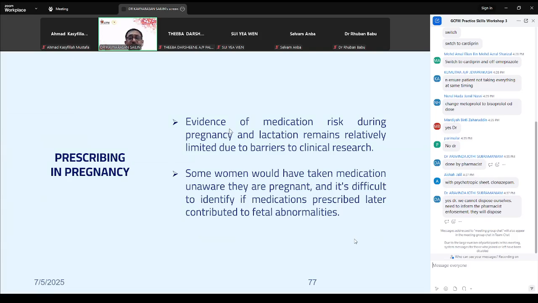Evidence of medication risk during pregnancy and lactation remains relatively limited due to barriers in clinical research. We don't do research on pregnant ladies, so there's an ethical issue there. Some women would have taken some medication unaware they were pregnant, and it's difficult to identify if the medication prescribed later contributed to the fetal abnormality. The patient would have taken something and then comes to see you, you give medicine, the patient develops a fetal abnormality, and might come back and tell you, doctor, it was your medicine that caused it. So always record what medicine you have given and ensure it's evidence-based and doesn't have any toxicity to the baby.